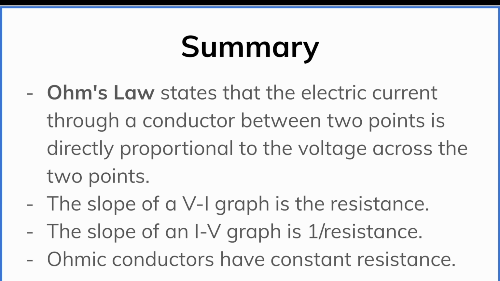So in summary, Ohm's law states that the electric current through a conductor between 2 points is directly proportional to the voltage across the 2 points. The slope of a VI graph is the resistance. The slope of an IV graph is 1 over the resistance. And ohmic conductors have constant resistance. So those are the most important points you need to remember from this video.